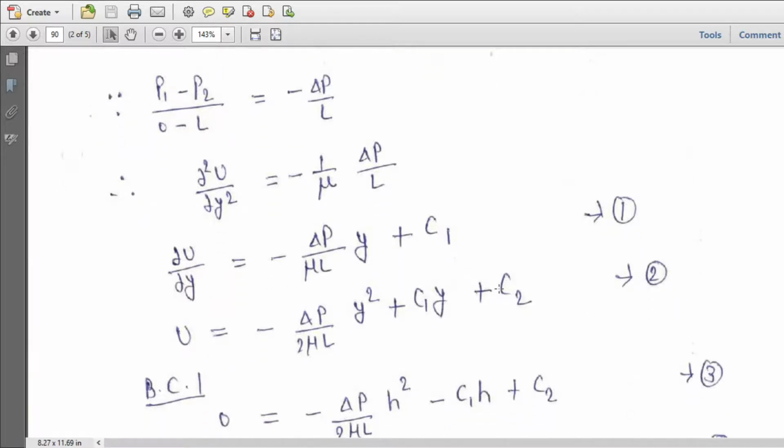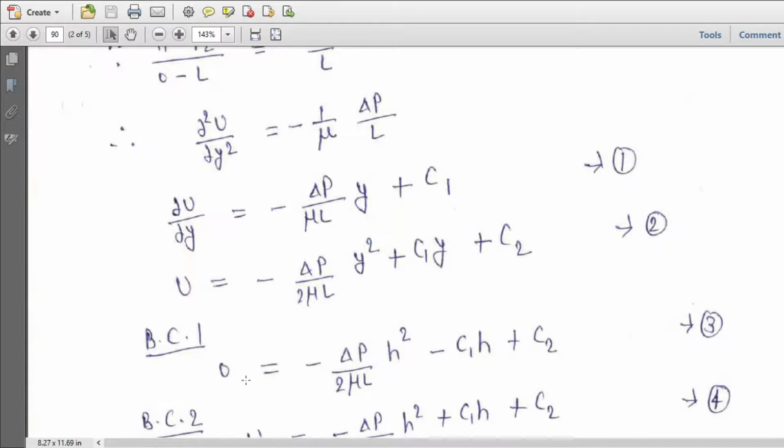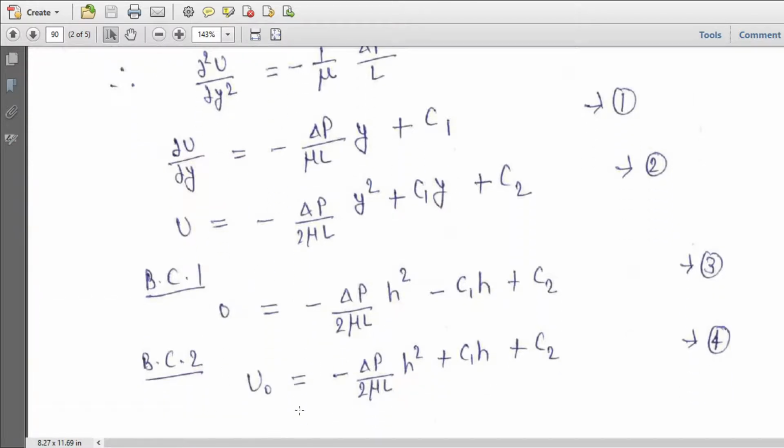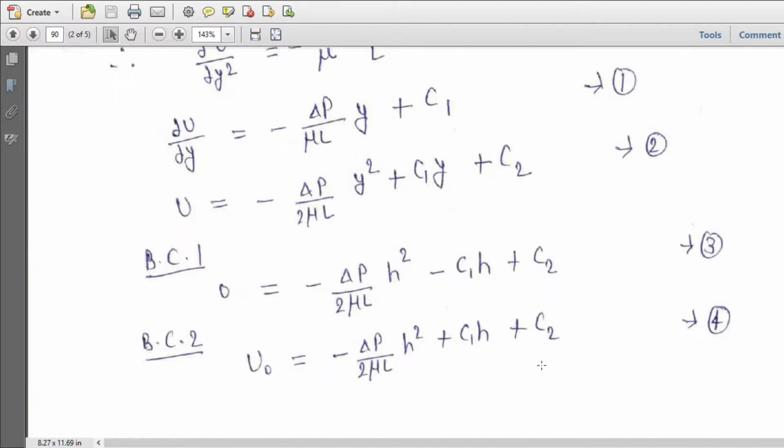So two unknowns, two boundary conditions. The first boundary condition is at y equal to minus h, u equal to 0. If we substitute here, 0 equals this expression. The second condition is at y equal to h, u equal to u naught, the top plate, this one. If we add these two, we will get the constant C2.